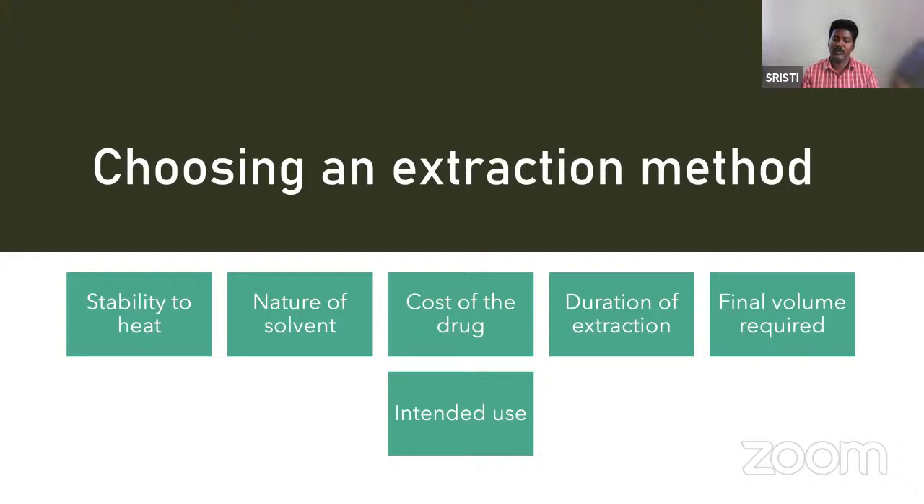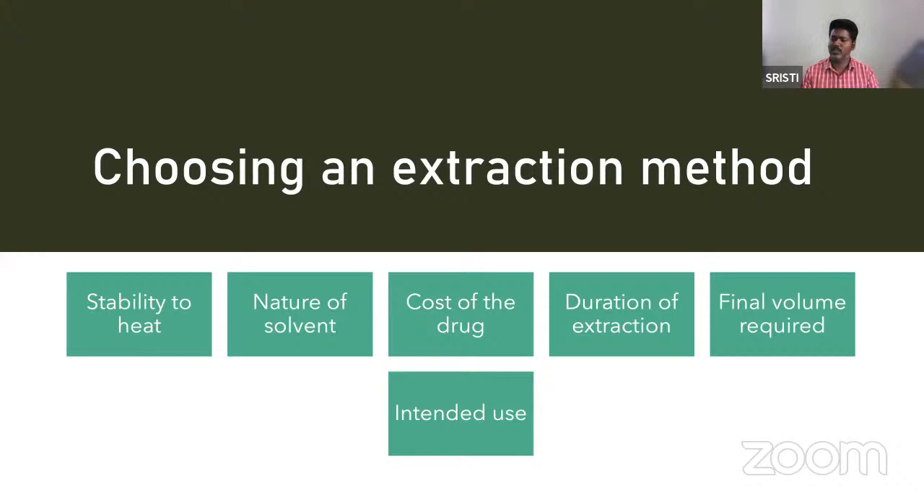But if you want a purified compound, you need to use a lot of solvent systems to separate the molecule and isolate a single compound. So the cost of the drug, the molecule which you are planning to use, also determines the extraction method. And then the duration of extraction.